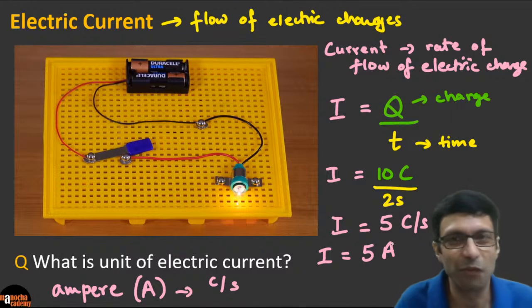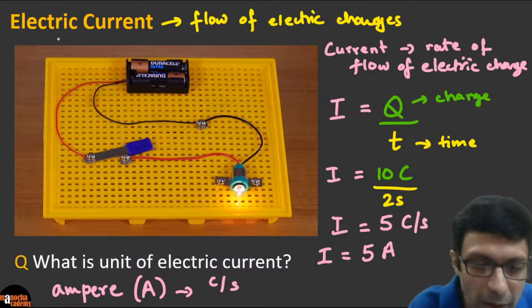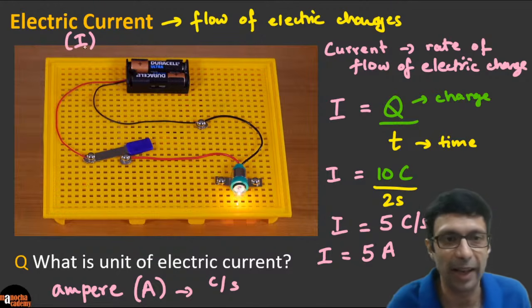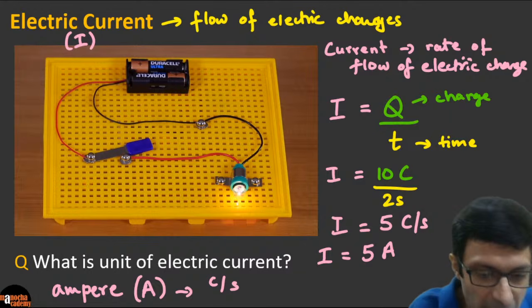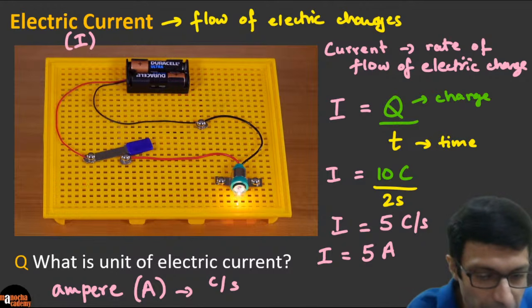Excellent, guys. Clear? So remember that electric current is the rate of flow of charge, and the symbol of electric current, as we discussed, is I. There are a lot of symbols and terms to know in electricity, and we can say current is flowing in these wires. And as we discussed, what is flowing? The electrons. Superb.